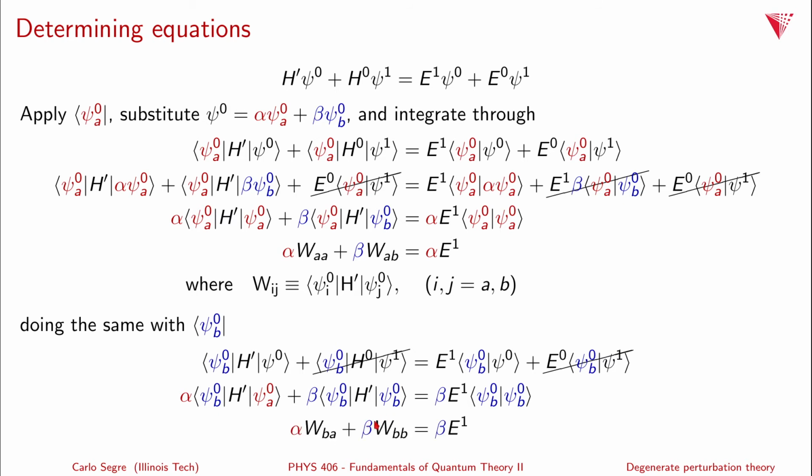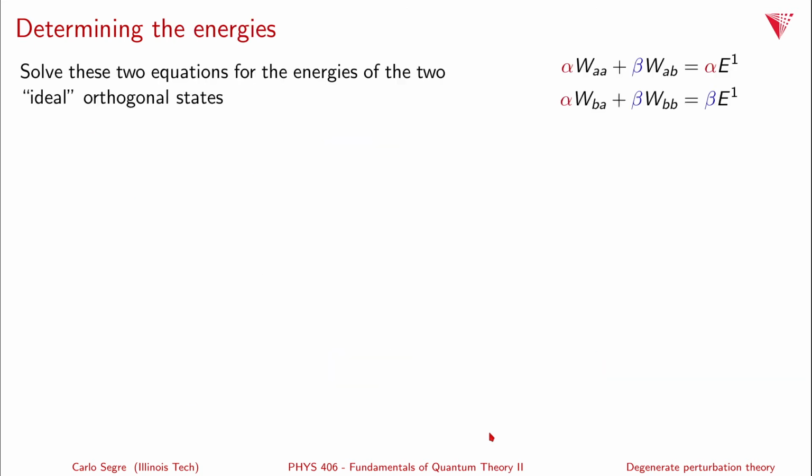And this tells us that since this is 1, you get alpha WBA plus beta WBB is equal to beta E1. So we have two equations, this one here and this one here, and we should be able to solve for our coefficients alpha and beta. These are the two equations. We can solve for the energies of the ideal states, E1.